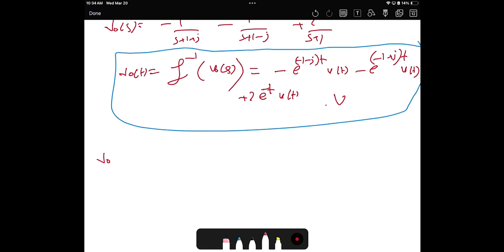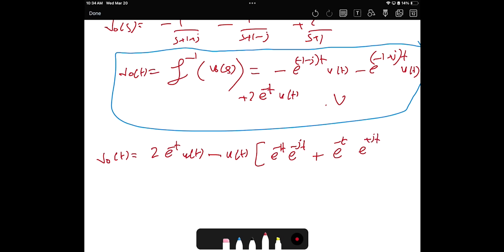So I can simplify it more as V of T equals 2 e to the power of negative T, U of T. Then I'm going to put a negative sign as a factor, and make U of T a factor as well. Then it will be e to the power of negative T times e to the power of negative J T, plus e to the power of negative T times e to the power of positive J T.